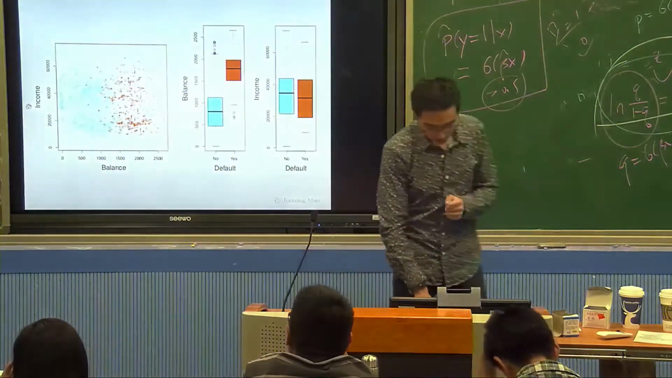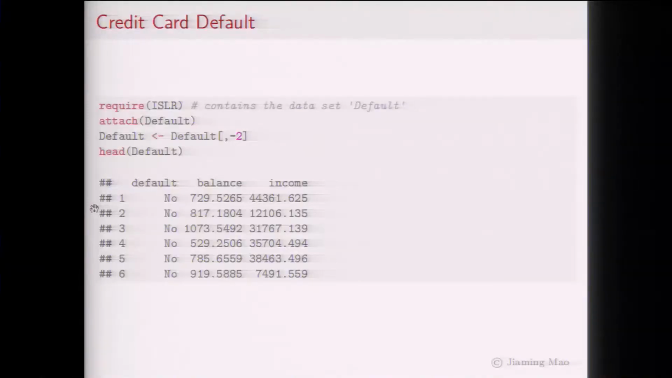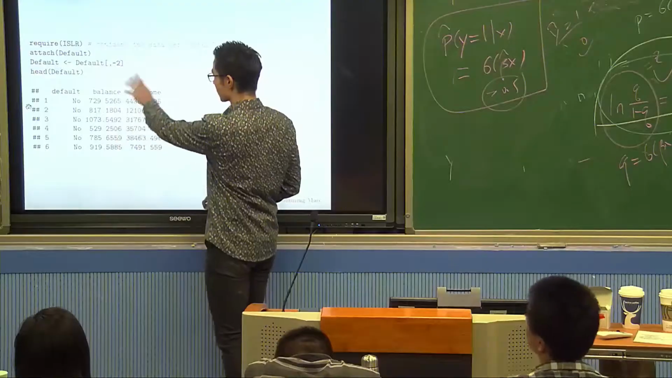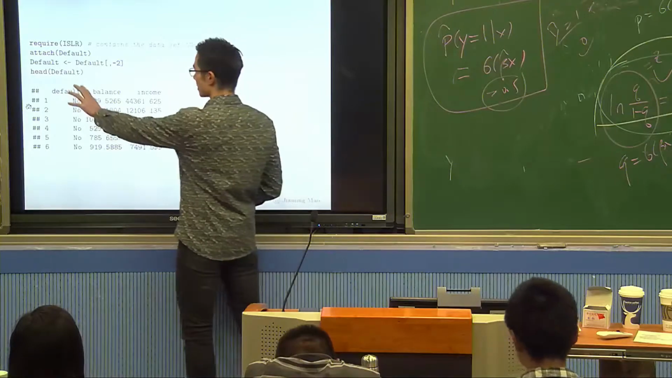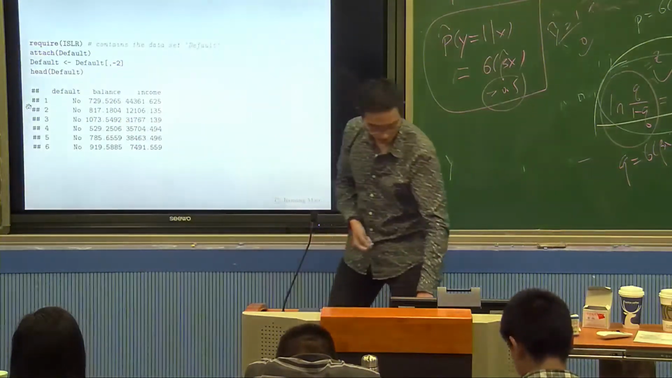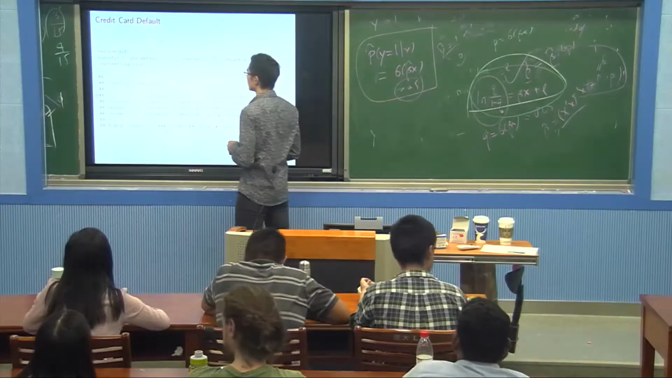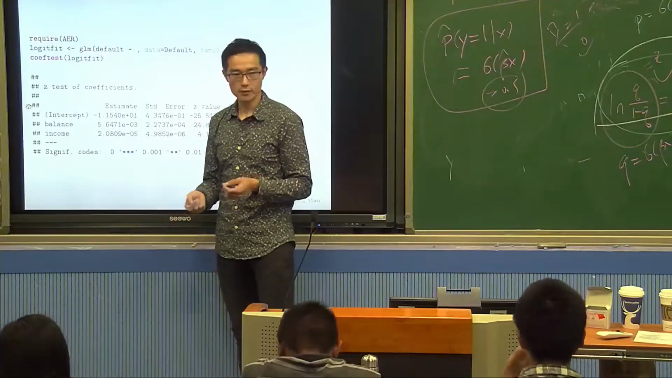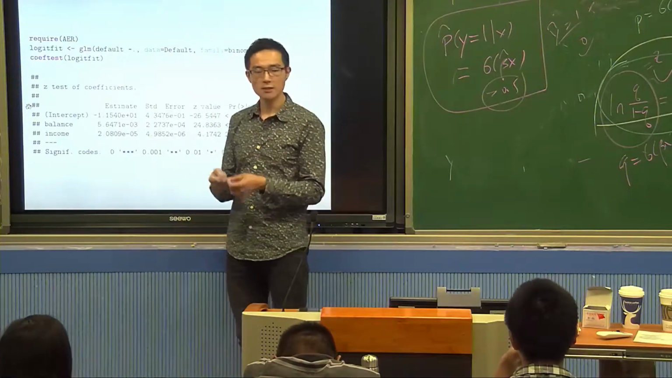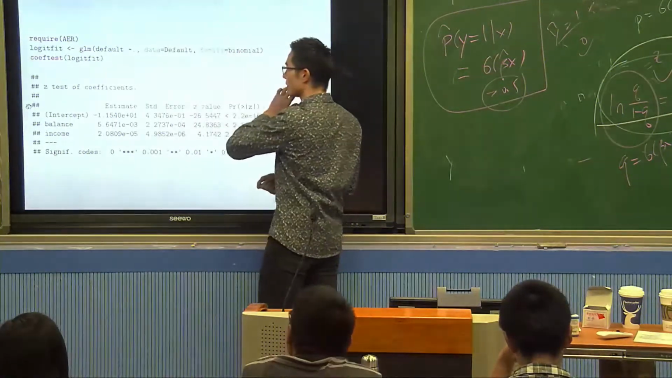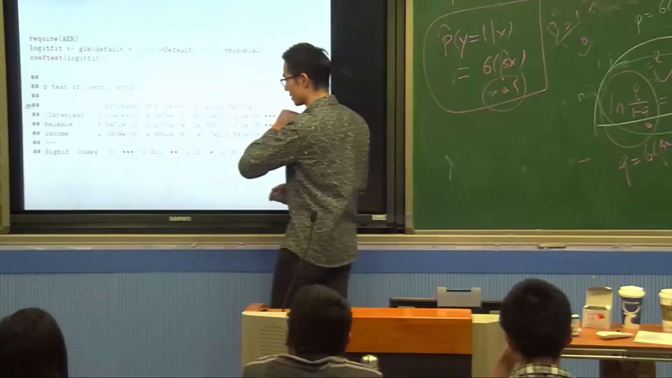So let's do it. This is our data: this is balance, this is income, and this is whether the person has defaulted or not, 0 or 1. The first thing I'm going to do is a logistic regression, because this is a typical 0, 1 classification problem. Let's do logistic regression, with family equal to binomial. That's a logistic fit.